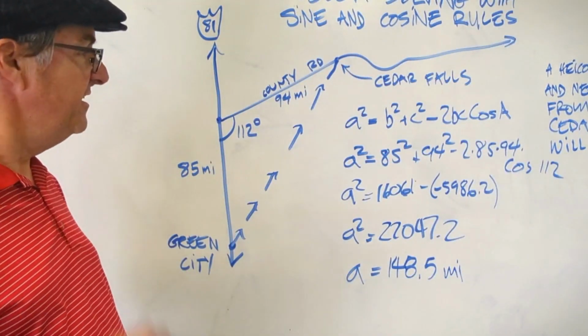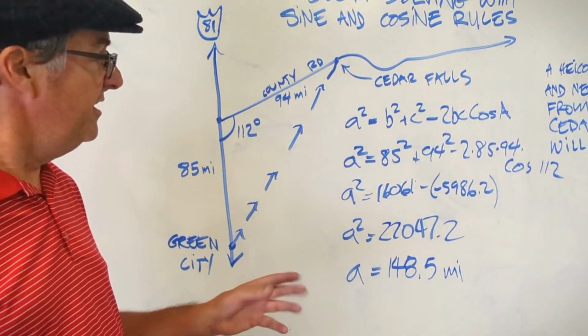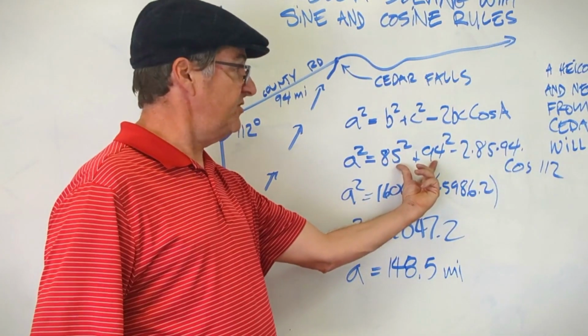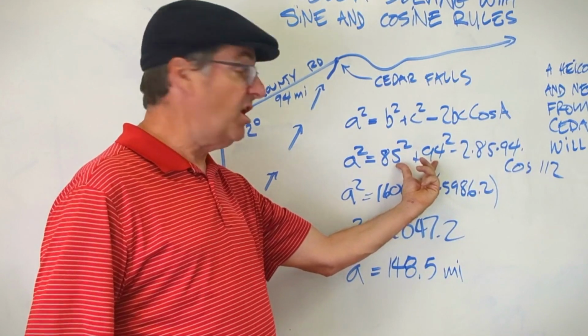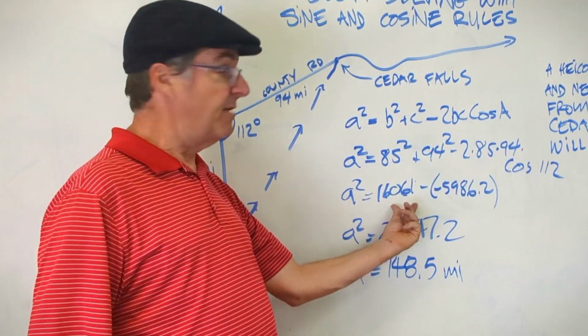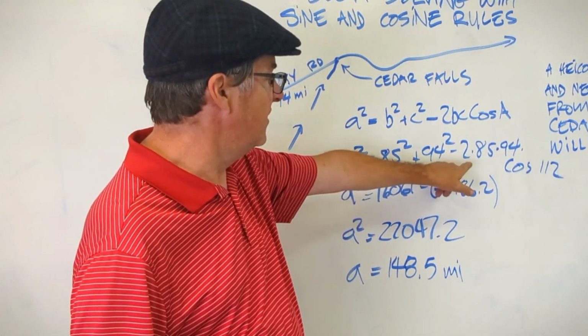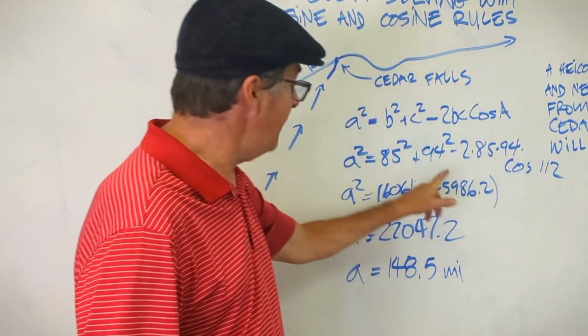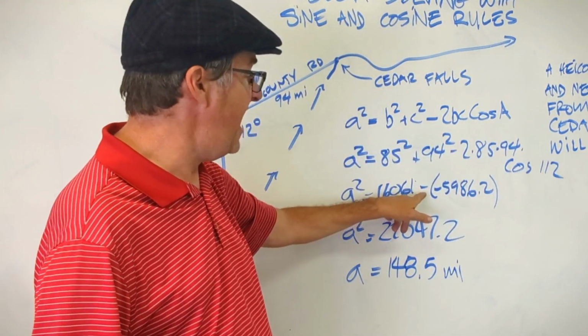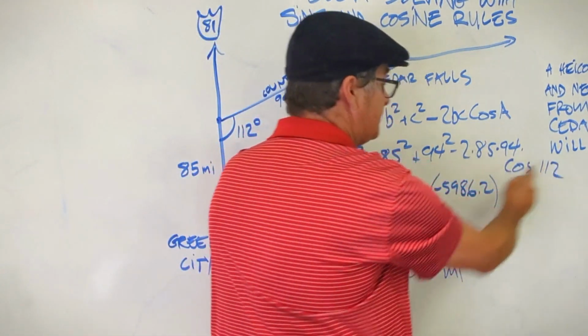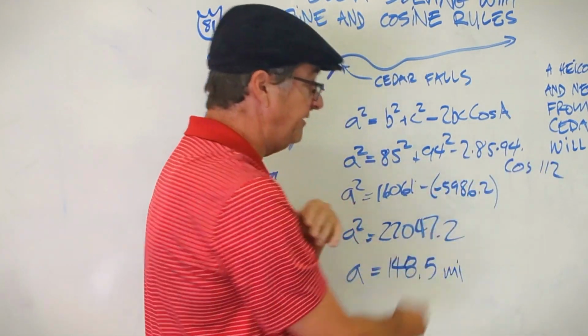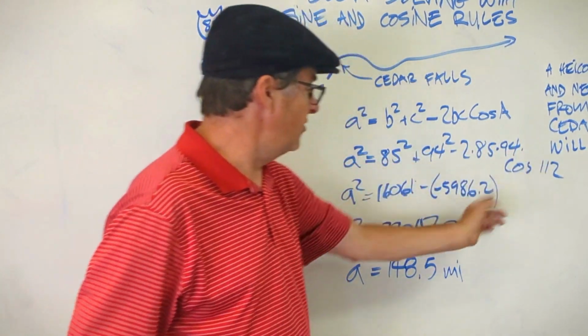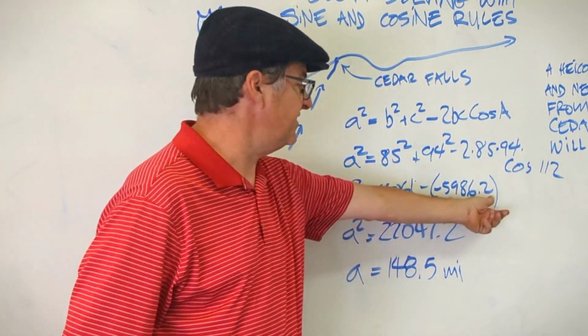All right, let's see how you did. The way I like to crunch this one is I do the two numbers that are simply squared. I square them and add them up, and I get that number. Then I do this chunk over here, the 2 times 85 times 94 times cosine 112. And I have to remember that negative comes down, and if this term is negative, I'm minus a negative. So these four things multiplied made negative 5986.2.